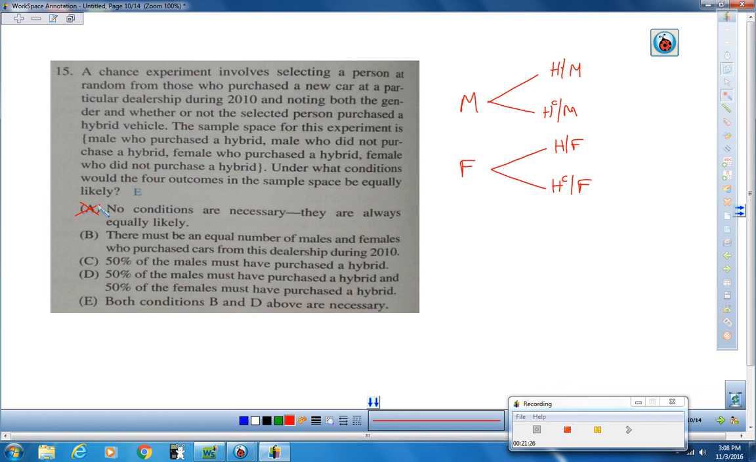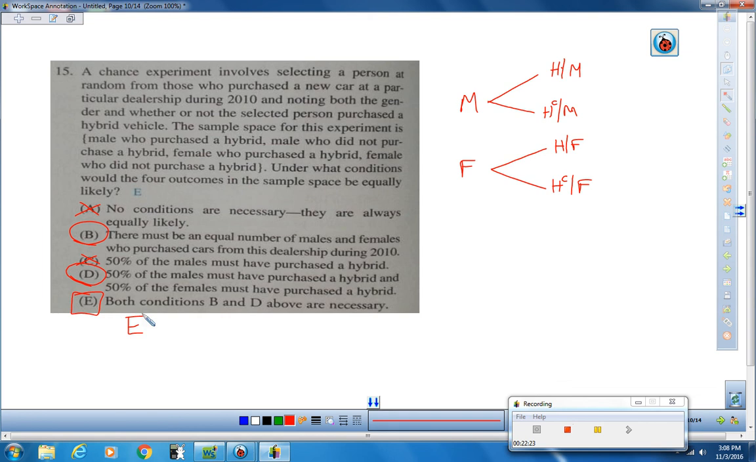50% of the males must have purchased a hybrid. I think they're missing the part that 50% of females also would have had to purchase a hybrid. So I think my answer here is D, D and B, I'm sorry. There must be an equal number of males and females who purchased the cars from this dealership, and 50% of the males and 50% of females must have purchased a hybrid. So both B and D have to be true, so that's why the answer is in fact E.